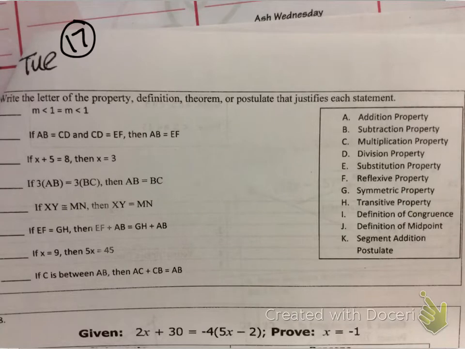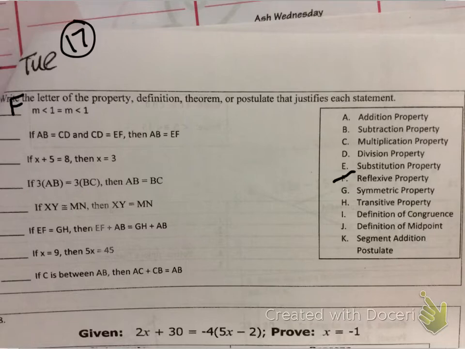For number 17, all we're doing is some matching with the properties, definitions, theorems, or postulates given in this list. So for the first one, the measure of angle 1 is equal to itself, the measure of angle 1. If you remember, I related this to looking at your reflection in the mirror, you see yourself. So that would be the reflexive property. So that's F.